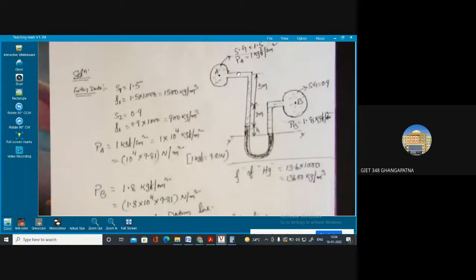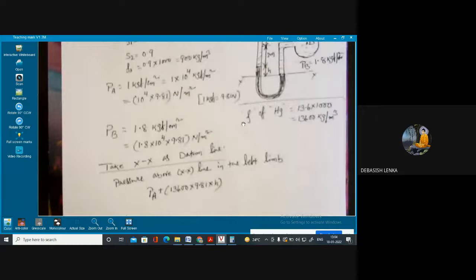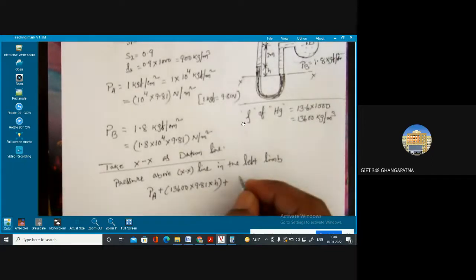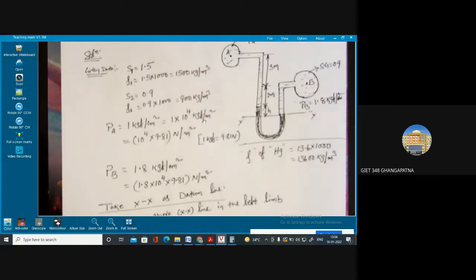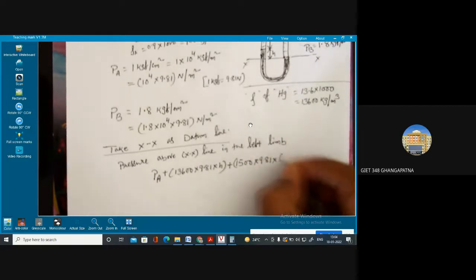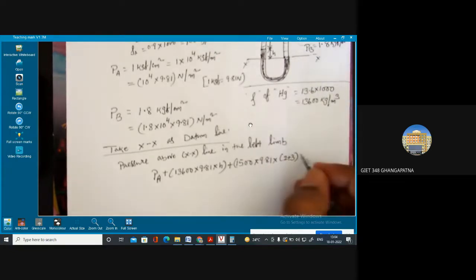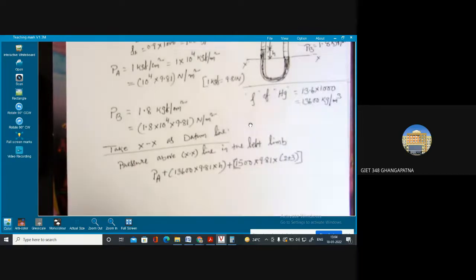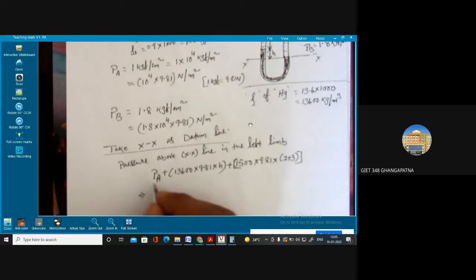Plus, here you have one liquid, you see, all of you. What is the height of the liquid? Please see carefully and answer. 5 meter, that is 3 plus 2 meter. So plus, what is the rho of that liquid? Rho 1 is 1500. Rho 1, you see here, is how much? 1500, this liquid, into g, 9.81. H is how much? 5, that is 2 plus 3. To avoid confusion, I am writing 2 plus 3. Or you can write 5 also, no issue. Any doubts still here? No, sir. So, here you can calculate. So, Pa is how much? Just now we have calculated.